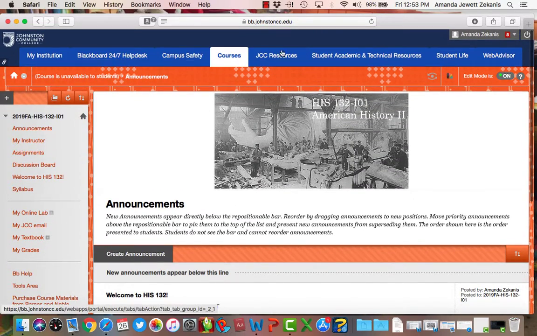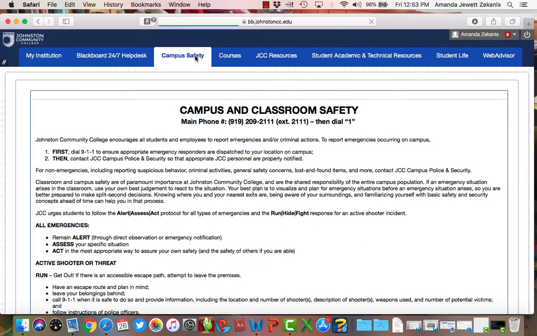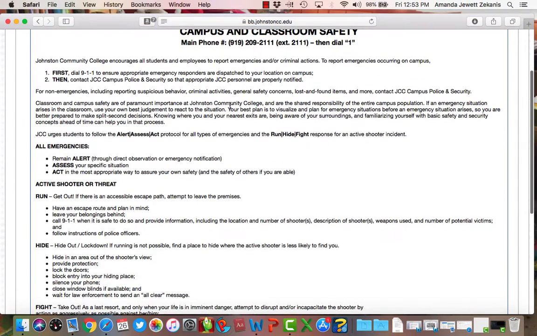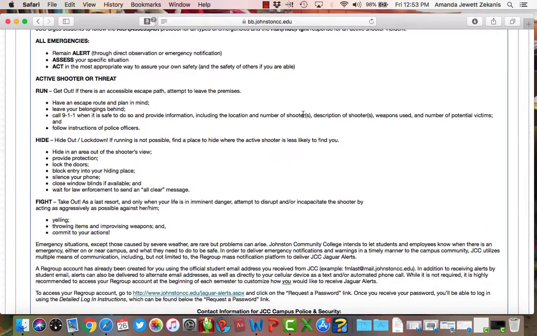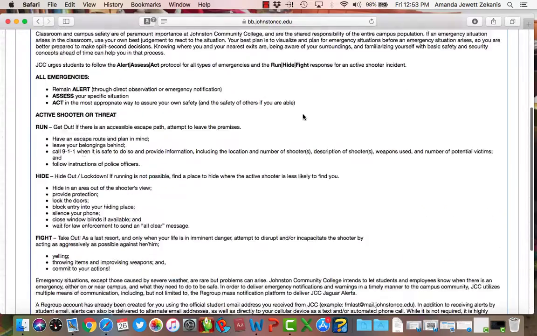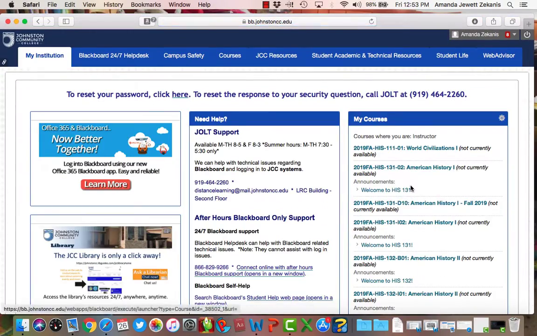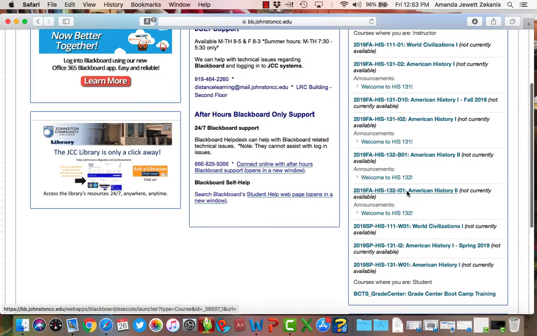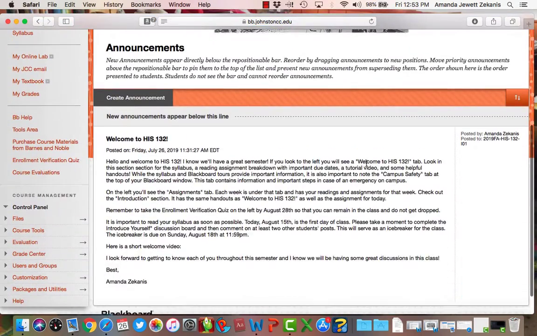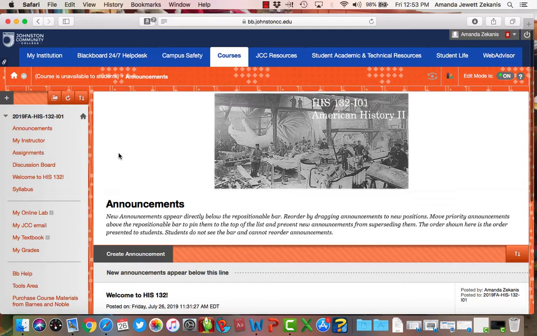Alright, if you go to the tabs up here and you click on Campus Safety, this is everything you can do in the event of an emergency, depending on what the emergency is. Okay, so that's that Campus Safety tab, so be sure to check that out. And you can see all my classes, and then we're going to go right back here. So that is it. Alright, pretty straightforward.